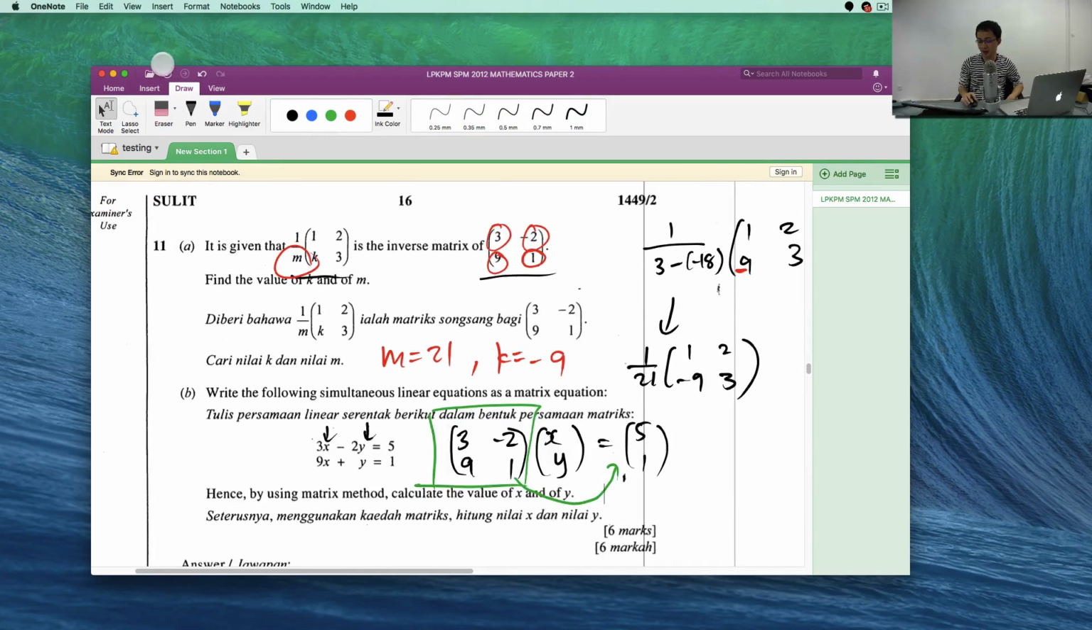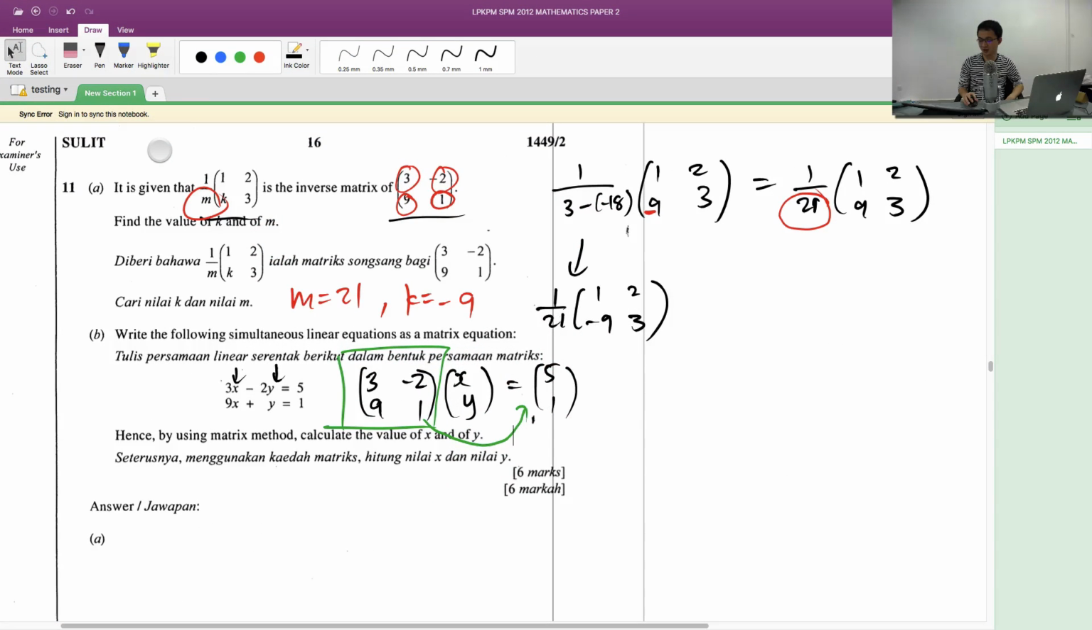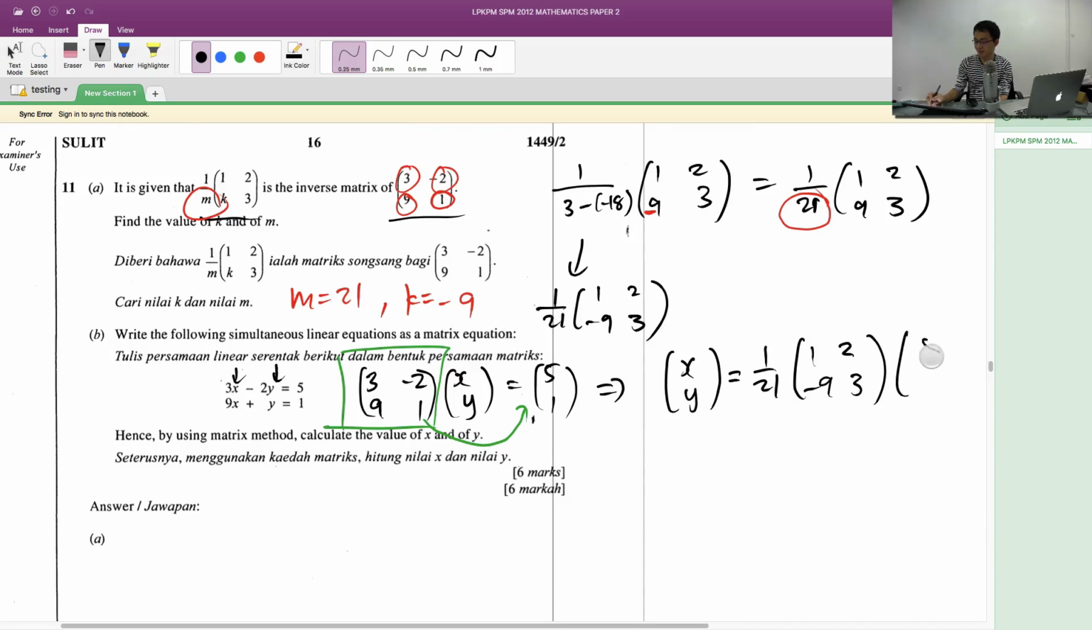Alright, so, okay, I forget about full screen. Therefore, I will get x, y equals to, the inverse I already have, I no need to redo it, 1 over 21, 1, 2, negative 9, 3. And this is 5, 1. I will leave the 21 outside, and then multiply. So it's horizontal, multiply vertical. Here also horizontal, multiply vertical. So 1 multiply 5 is 5. 2 multiply 1 is 2. Negative 9 multiply 5 is negative 45. 3 multiply 1 is 3.